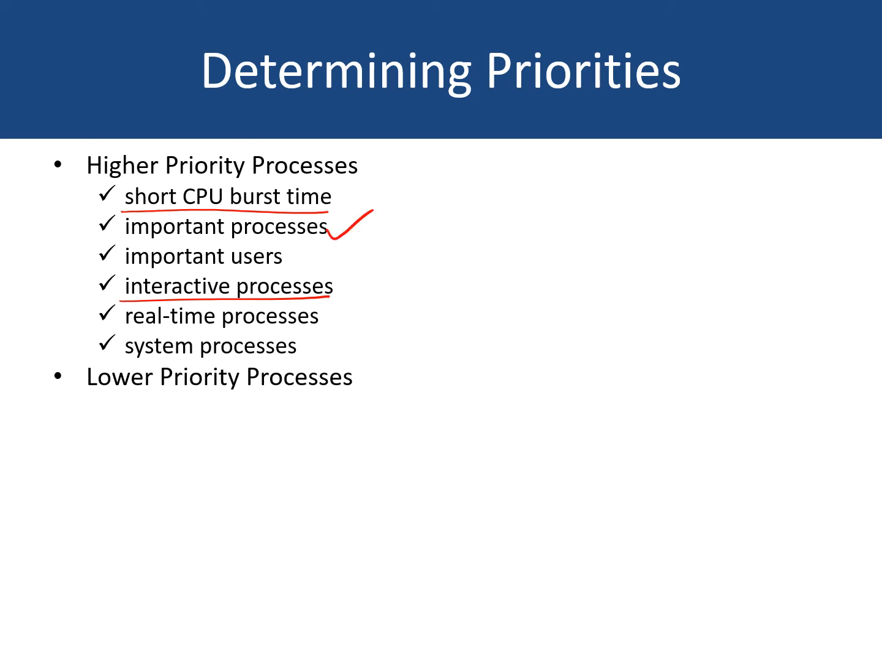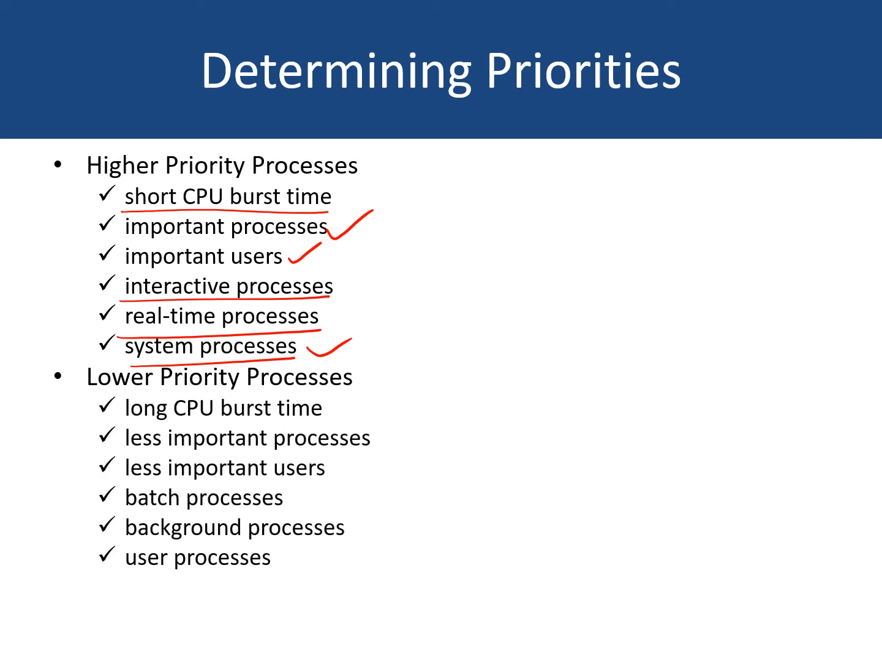Similarly, if we have important processes, let's say they are doing some critical task for the system, or maybe there are processes from important users that are high paying customers in the system, their processes can also be associated with higher priorities. Real time processes typically have a deadline associated with them. They need to be completed before the deadline. If not, the results could be catastrophic. So such processes also get higher priority in the system. Likewise, system processes that are doing some critical tasks can also be associated with higher priorities.